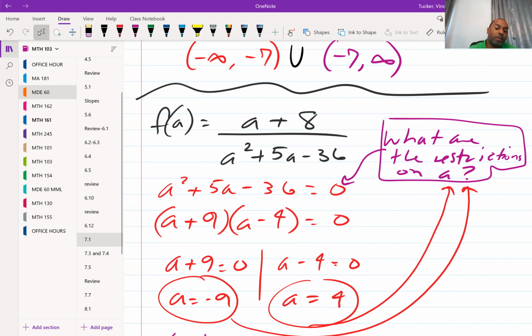That means I can use everything else. I just cannot use those two values. When I plug in either one of those numbers, I'll get 0 in my denominator.